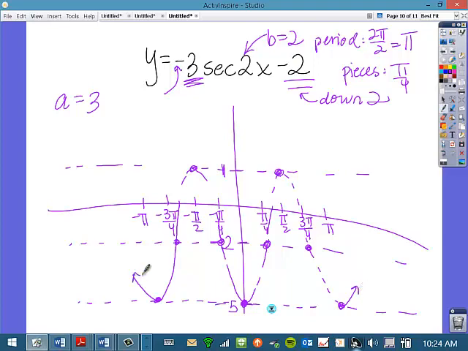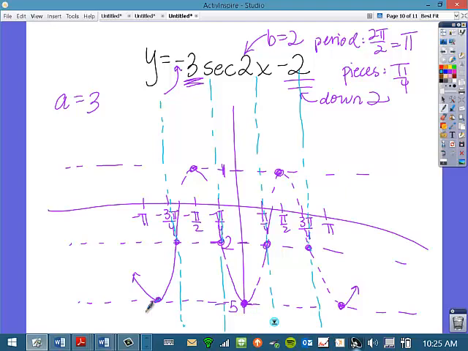Alright, now I'm going to go draw my asymptotes. My asymptotes are wherever my function crosses that middle line. So I'm going to have an asymptote at negative 3 pi over 4, an asymptote at negative pi over 4, an asymptote at pi over 4, and an asymptote at 3 pi over 4. So I'm going to go graph this. Look. Like this.